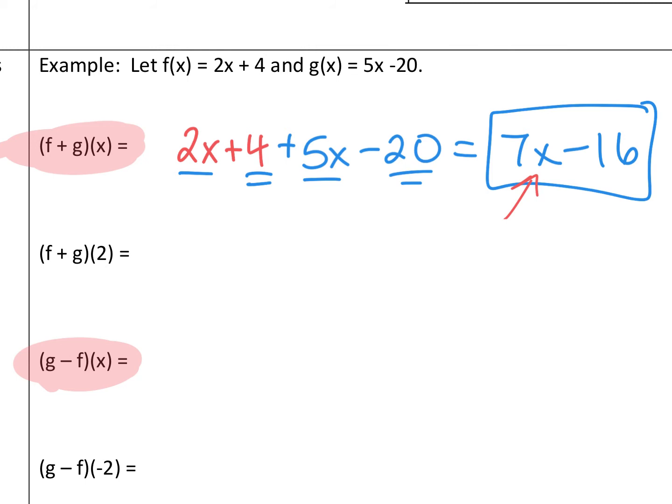So when we do that, we do 7 times 2 minus 16. What is 7 times 2? 14 minus 16, and we get negative 2.